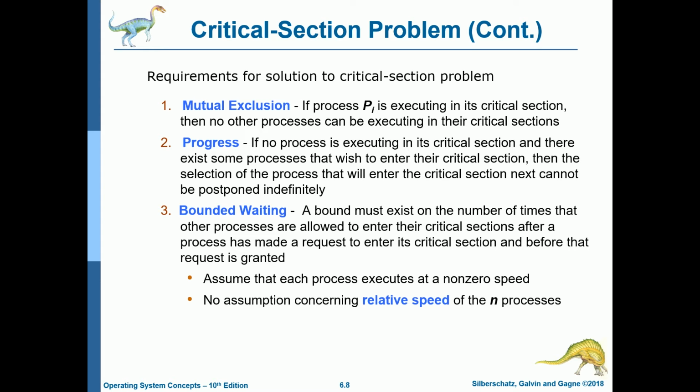Number 3, bounded waiting. There exists a bound, or a limit, on the number of times that other processes are allowed to enter their critical sections after a process has made a request to enter its critical section and before that request is granted.